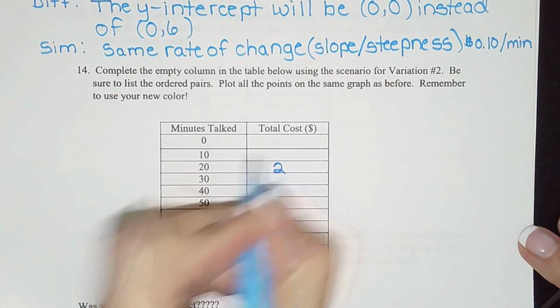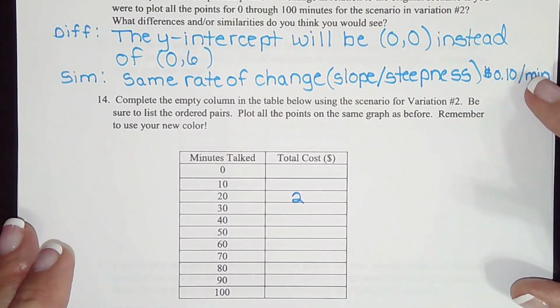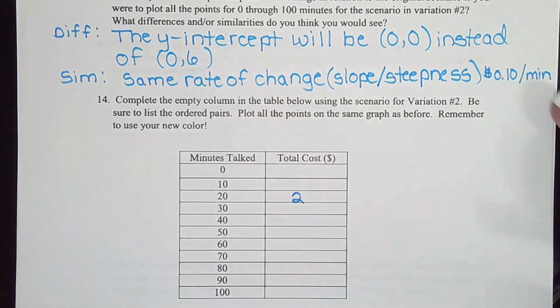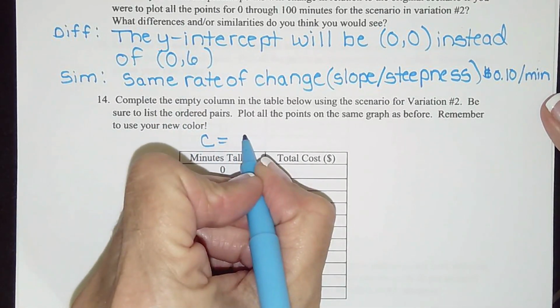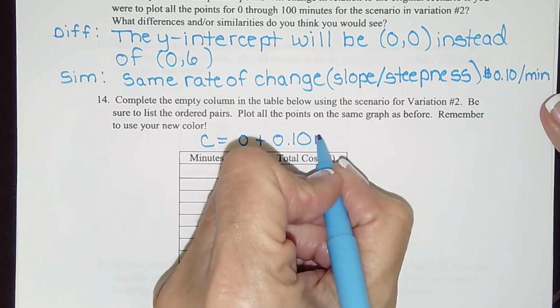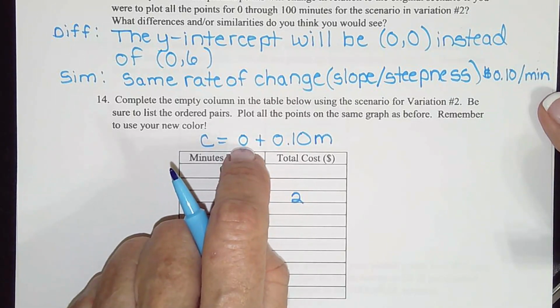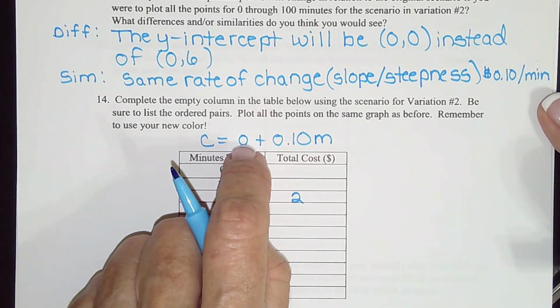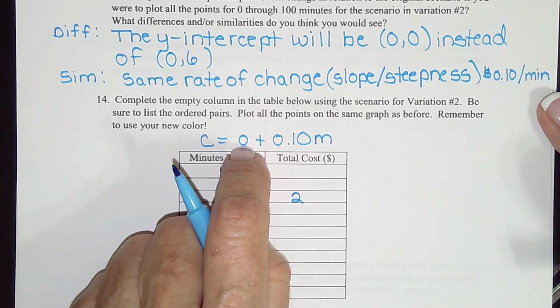Okay, so we got that one answered. We can go down to our table and put 22 in, since we just found that here. Complete the table. Be sure to list the ordered pairs. Plot the points. Okay, so let's bring our equation down. 0 plus 0 times 10 cents per minute. And do I need the 0? No, I just have it there for emphasis because it's going to be my y-intercept. The y-intercept always has x equal to 0, and then this will be the y-coordinate of the y-intercept.